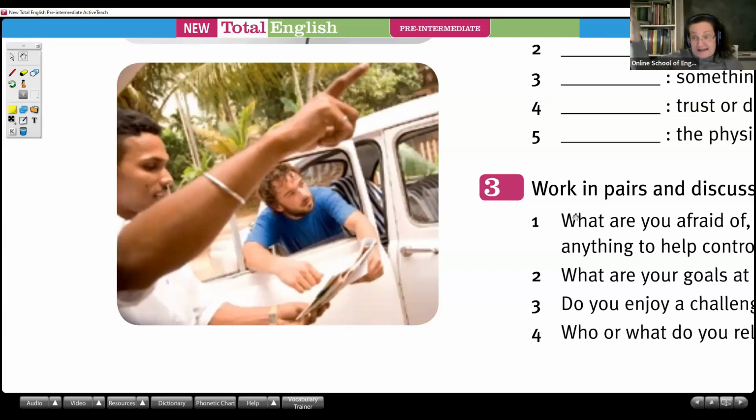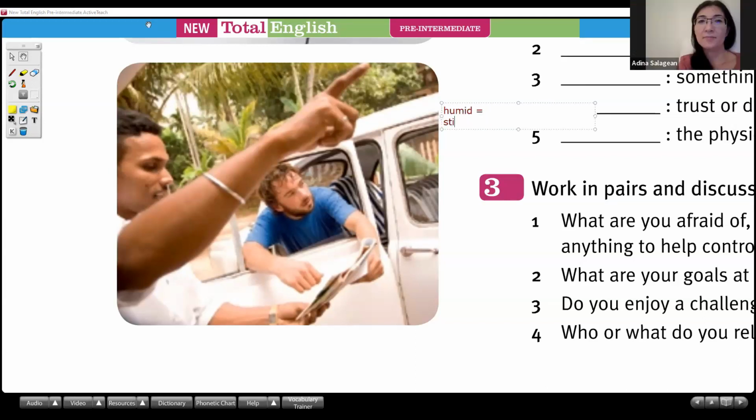But what kind of hot is it? Is it dry like the desert, or is it like a sticky hot? Sticky hot. Okay, I like that. Humid. Yes, humid. That's the word. Humid means what? Wet. Yes, sticky, hot, and wet. There you go.